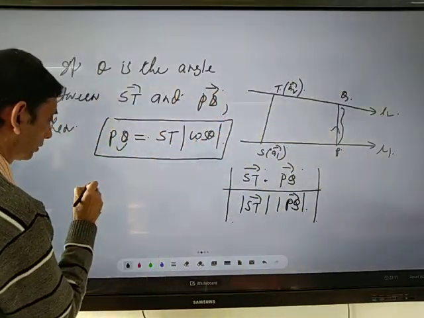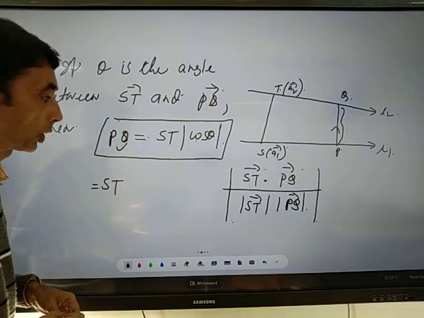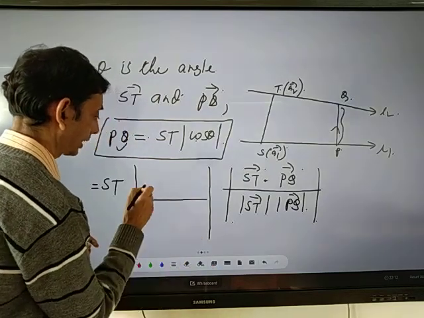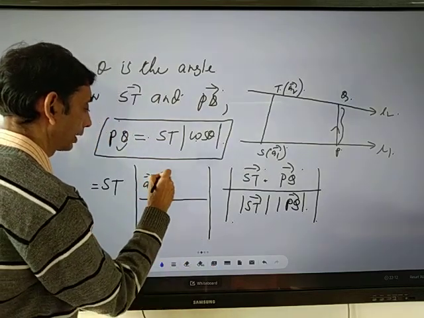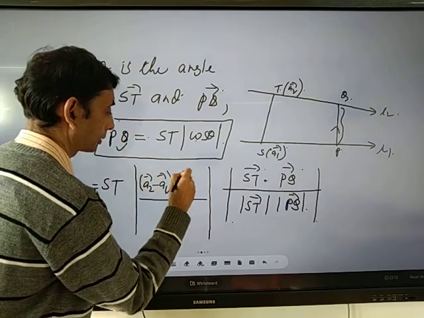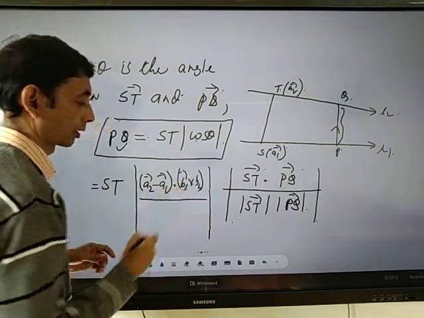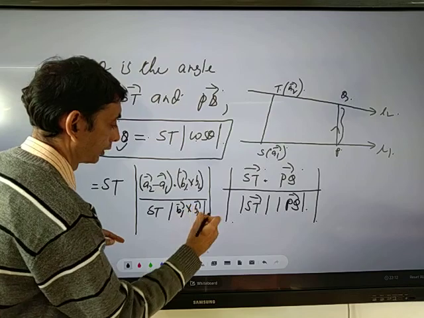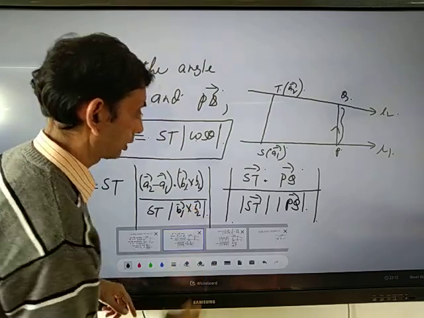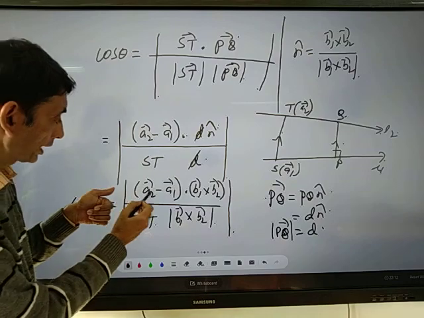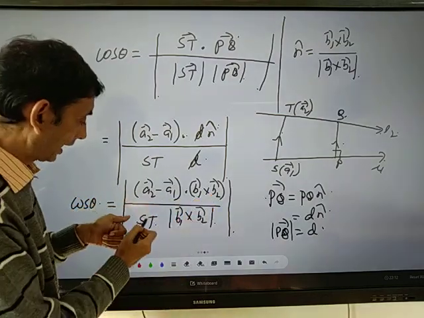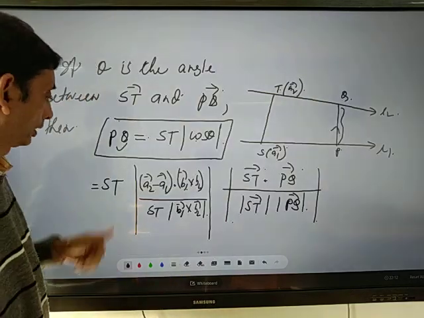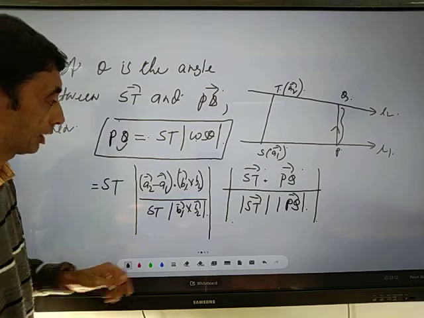So PQ we can find out from ST. Just substitute the value of cos theta, which you have already done. So what is the value of cos theta? Cos theta is A2 minus A1 dot B1 cross B2, over ST and mod B1 cross B2, from this space, right? Yes. So this ST and ST we can cancel out.